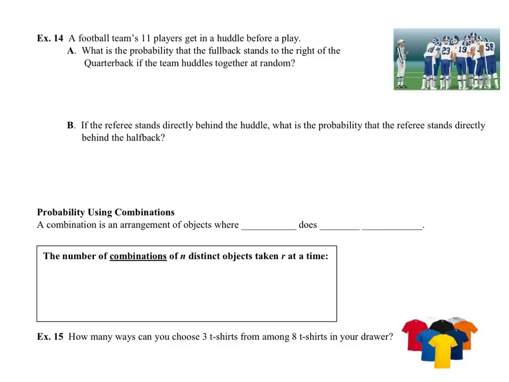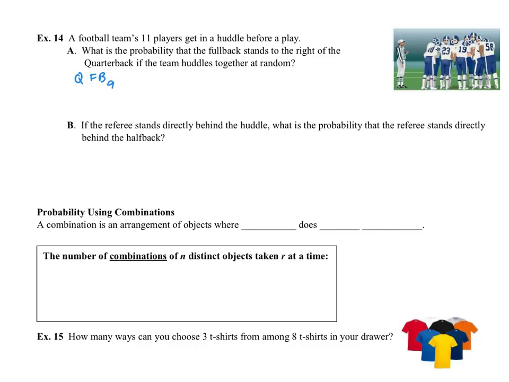Okay, example 14 says, a football team's 11 players get in a huddle before a play. What is the probability that the fullback stands to the right of the quarterback if the team huddles together at random? Now, there's no fixed reference point here, so we're going to use circular probability. So I'm going to draw a picture of what's happening here. Let's say the quarterback gets in the circle, and then the fullback stands next to him. Now, there are 9 more players left. So in this next spot, there's 9 people.